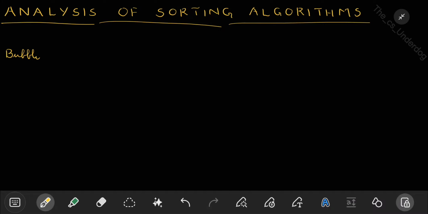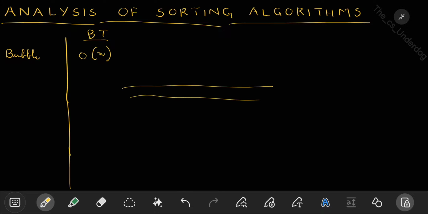What did we learn about the time complexities? Let us draw it here. In case of bubble sort, what is the best case time complexity? It is order of n. How is it order of n? Best case is order of n because in case your first pass itself shows a sorted list, you would exit from the loop. In that case, it is order of n.